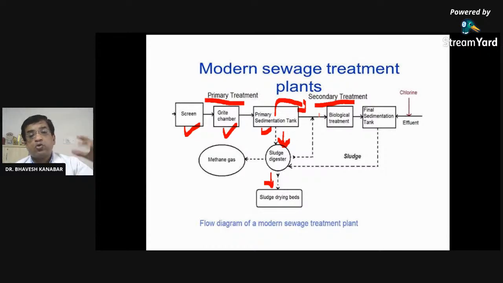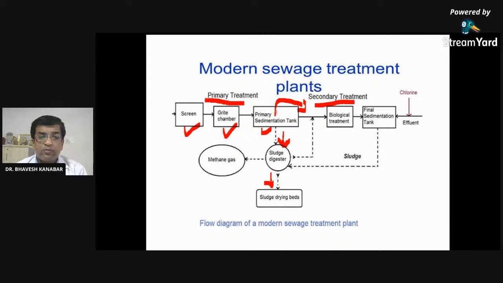Some part of the fan is touching the surface of the water. Whenever the fan moves, the water comes into contact with the air, so oxygen mixes with the water. This oxygen leads to the growth of bacteria, and this reduces the biological oxygen demand. After this activated sludge process, there is the final sedimentation tank.